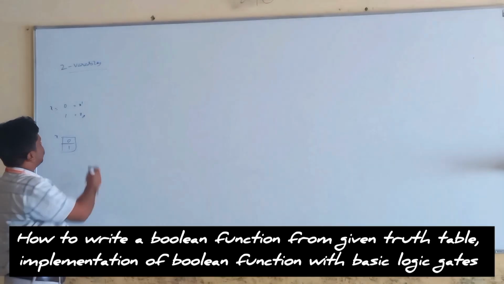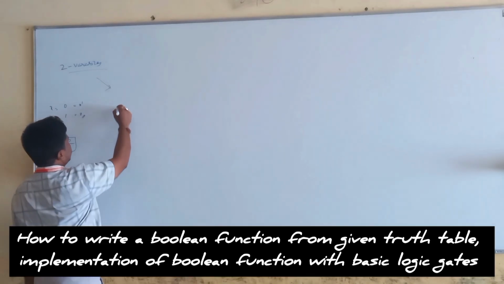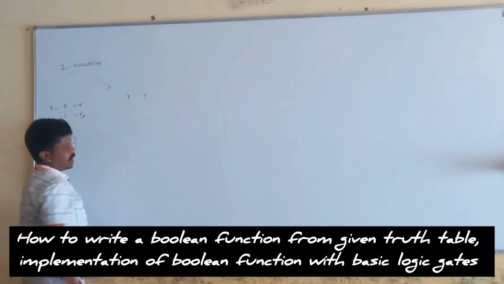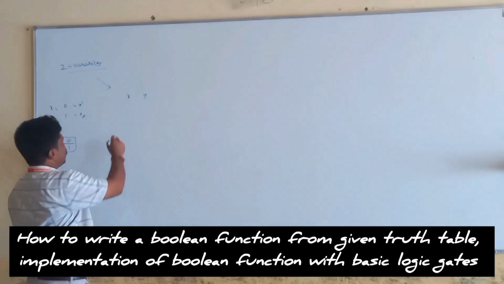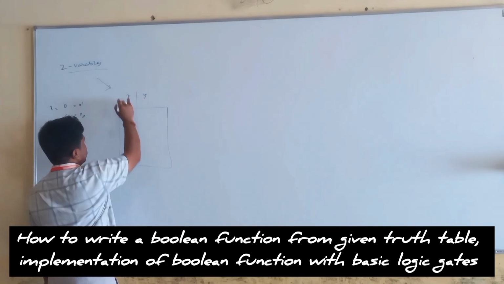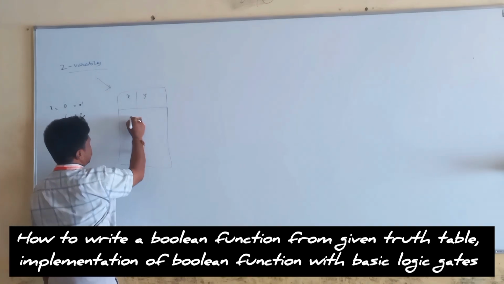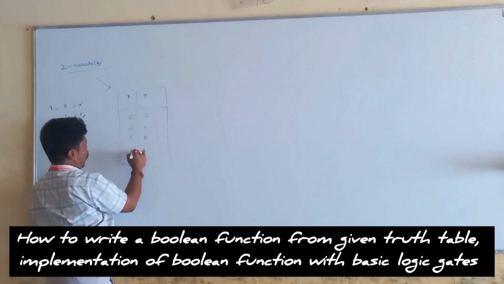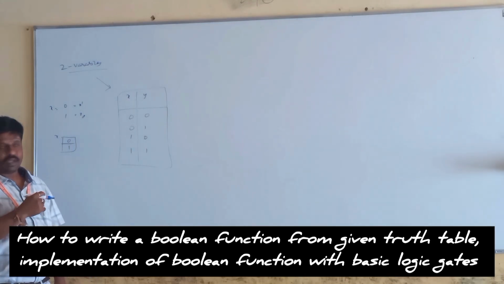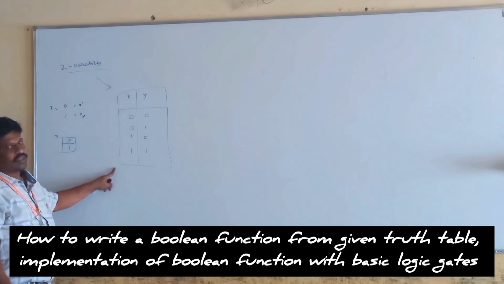If I have two variables, let us consider x and y as the two variables, so that I can have four combinations in the truth table. How to write four combinations? 0 0, 0 1, 1 0, 1 1. These are the binary combinations for the two variables. This is the truth table for the two variables.